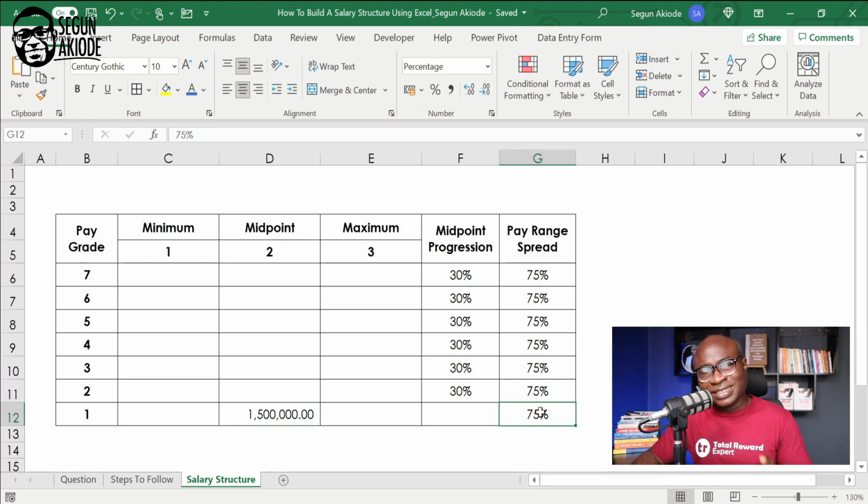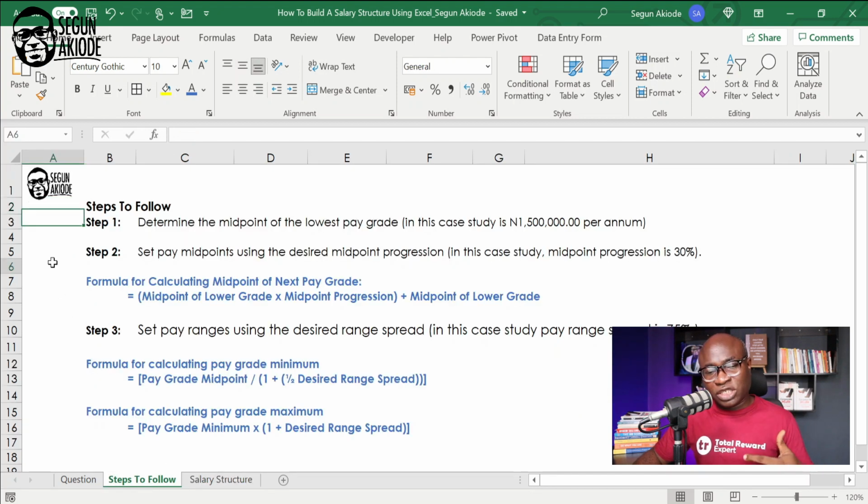So how do we translate this into real figures? There are steps we need to follow. Step 1 is to determine the midpoint of the lowest pay grade. In this scenario, we have it as 1.5 million per annum. That's clear. Step 2 says you now set the pay midpoint using the desired midpoint progression, which has been given as 30% in this scenario. And the formula we're going to be using is this: the midpoint of the next pay grade is equal to the midpoint of the lower grade multiplied by the midpoint progression, which has been given as 30%.